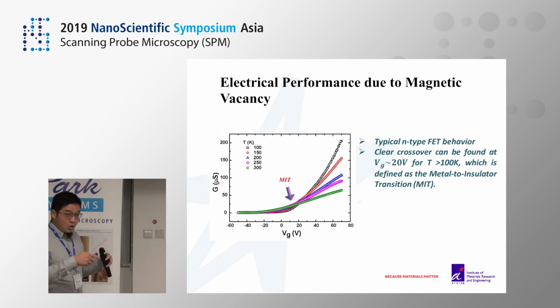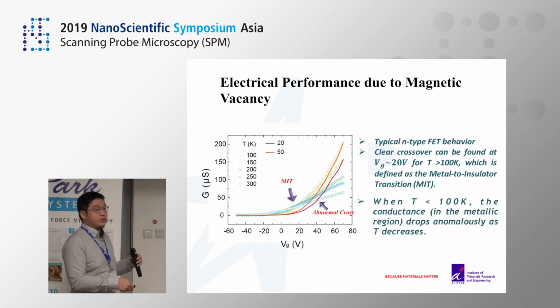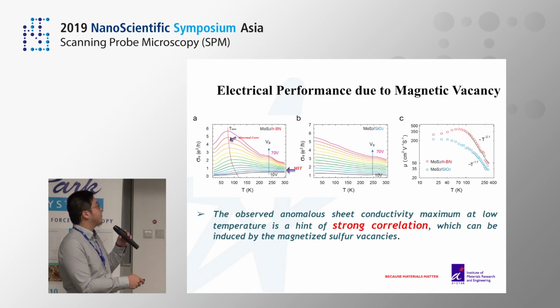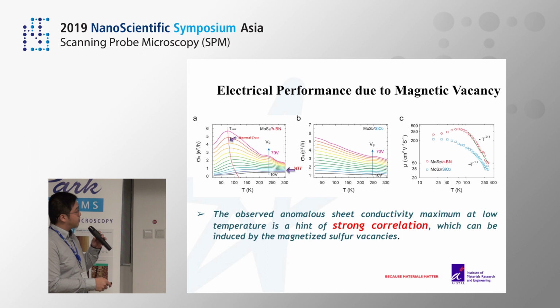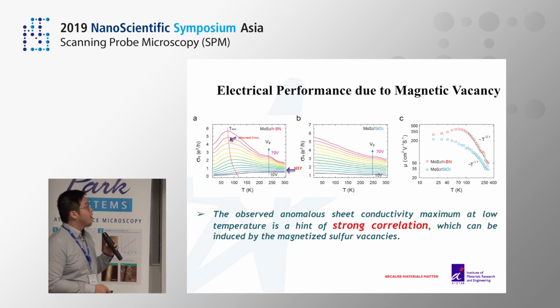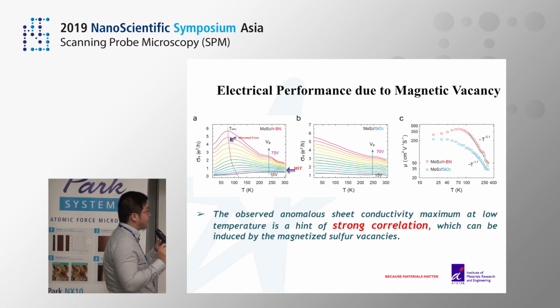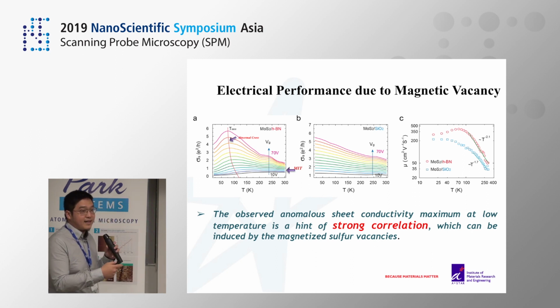However, when we go to lower temperature, when the temperature is smaller than T, we find an anomalous crossing here, which is different from the previous crossing. To make this clearer, we compare the sample of MoS2 on hexagonal boron nitride and MoS2 on normal silicon oxide. At high temperature, beyond 100 Kelvin, they actually show the same behavior. You can see that at very high gate voltage we are pushing the charge carriers into the conduction band, so it shows very metallic behavior.